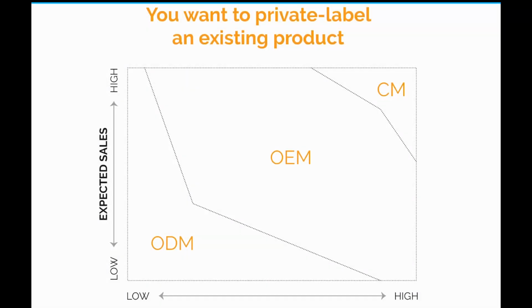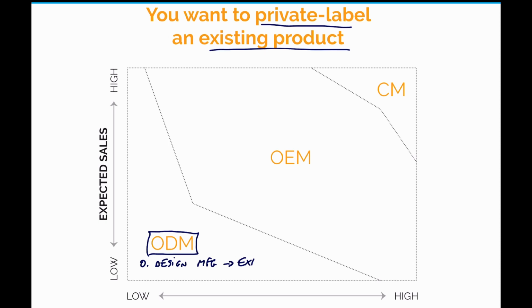If you want to private label an existing product, you have three options. And most companies, when they start out, start with an ODM supplier, okay? Original design manufacturer. This means that they have an existing product, okay? So you pick their existing product.